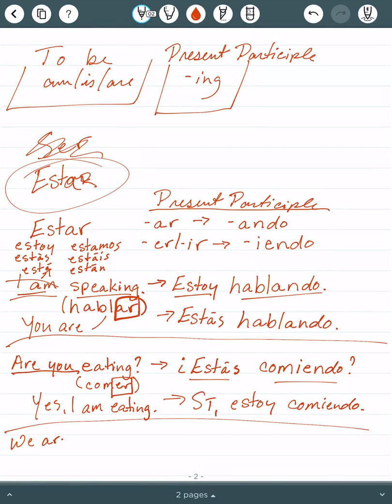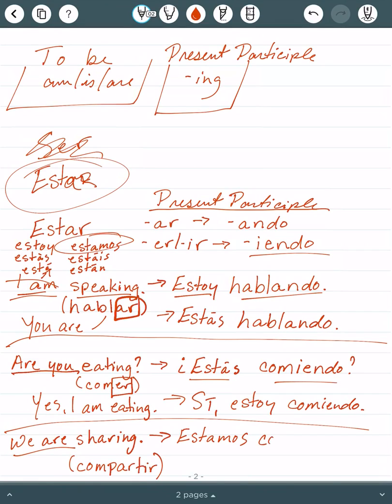And then just for the sake of being thorough here, if we've got an IR verb, we are sharing. That might be something I say to my kids in a very serious tone. We are sharing right now. So we know that's going to be estamos. And then to share, I don't believe we've seen. We may have, and I just don't remember. But to share is compartir, and then it's an IR verb, so it will be compartiendo.